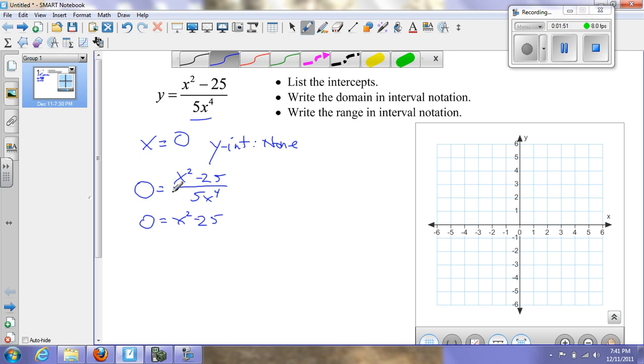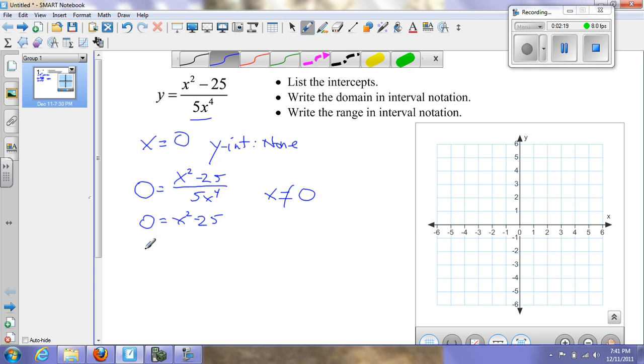But I don't really even need to do that multiplication, because I know that 0 divided by anything is going to be equal to 0. So I really know that if I can make my x squared minus 25 equal to 0, as long as x is not equal to 0, because we know that's excluded over here, then I will have my x-intercepts.